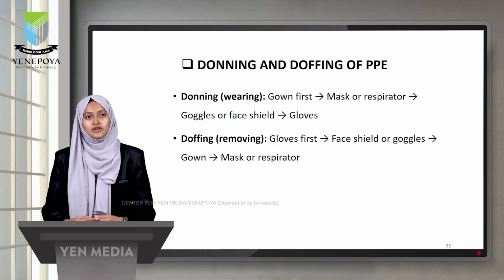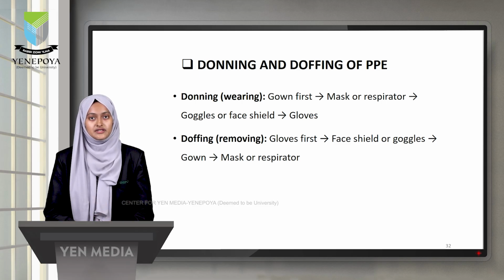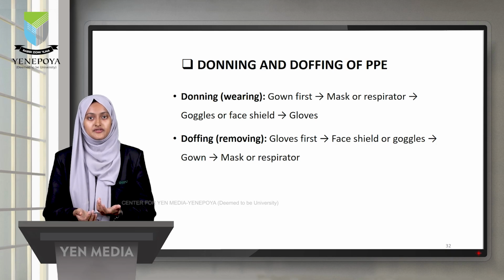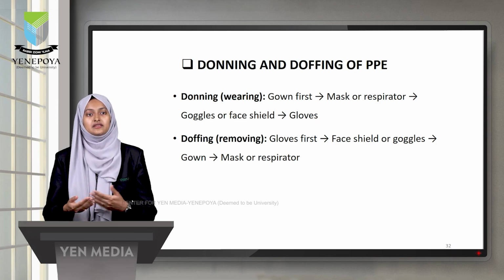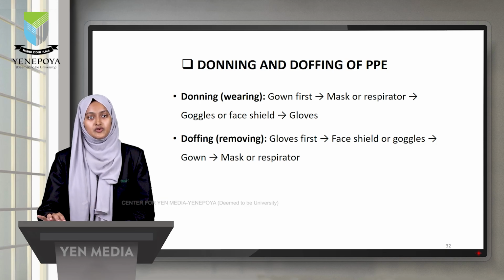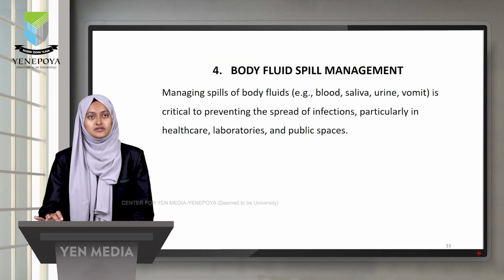There is an order for donning and doffing of PPE. When you wear the PPE, the gown has to be worn first, then the mask, then goggles, and then the gloves. While removing, the gloves have to be removed first, as they are going to be contaminated. Then the face shield, gown, and the mask. If, for example, you're working in the OT, the mask should not be removed there. Once you exit the room, only then it has to be removed, because there can still be airborne pathogens.